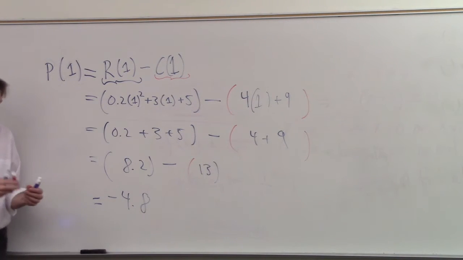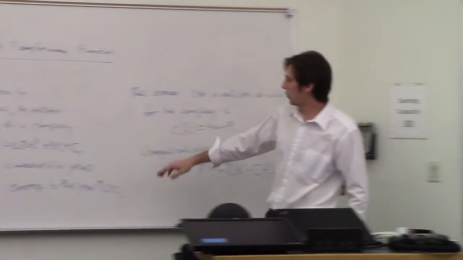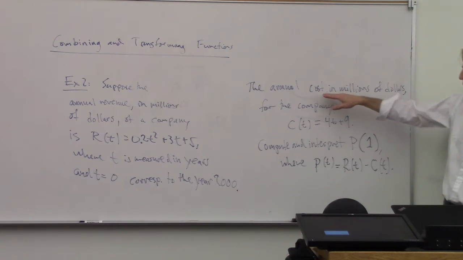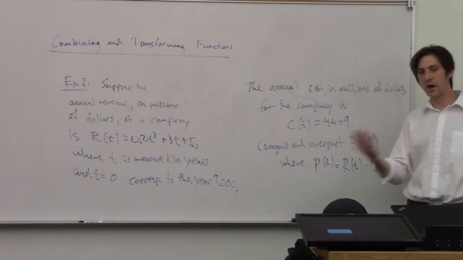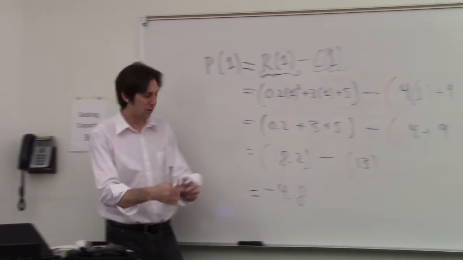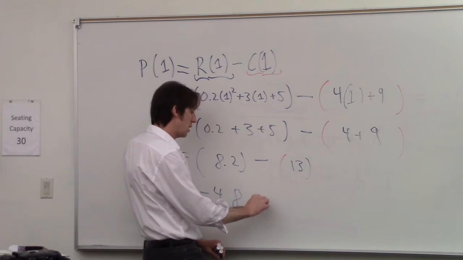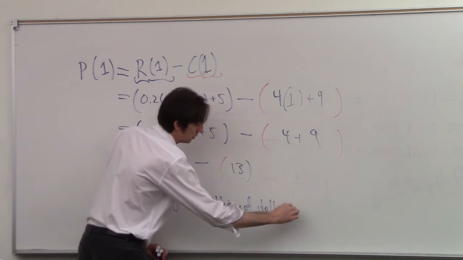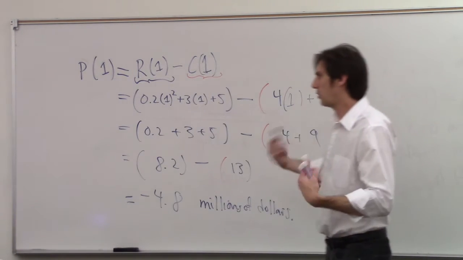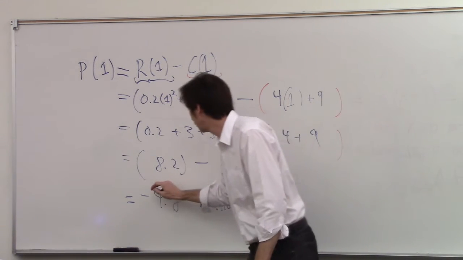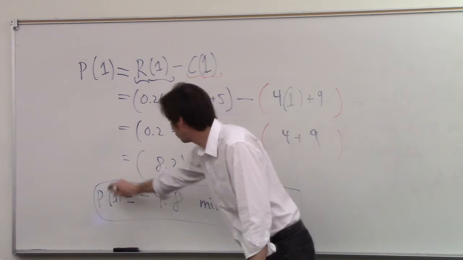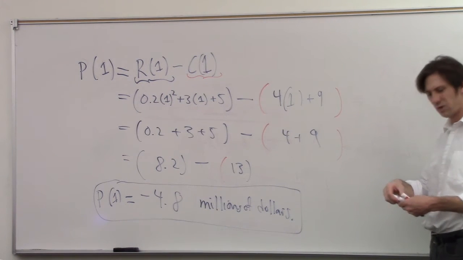What are the units for this value? Well, the units for R of t are millions of dollars. The units for the cost are millions of dollars. When I subtract millions of dollars from millions of dollars, I still get millions of dollars. And so this negative 4.8 is in terms of millions of dollars. Okay, so we computed the value of P of 1. Right here is P of 1. And now we're supposed to interpret what this is, right, within the context of the problem.